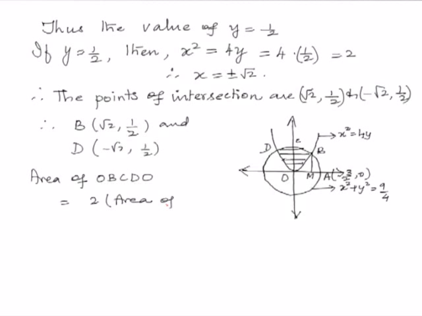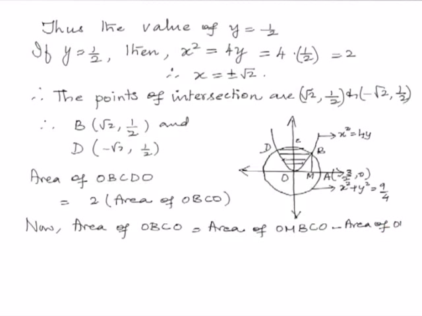Now, we need to find the area of the shaded region. So, area of OBCDO is equal to twice the area in the first quadrant. Now how to find the area in the first quadrant? We split it into two. So area of OBCO is equal to area with respect to the circle minus the area with respect to the parabola.